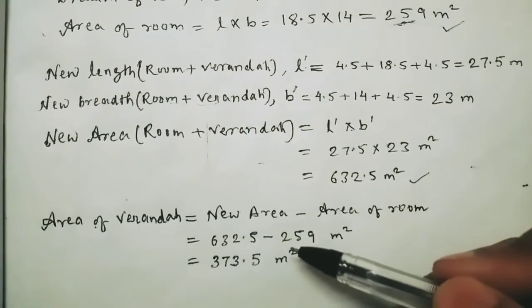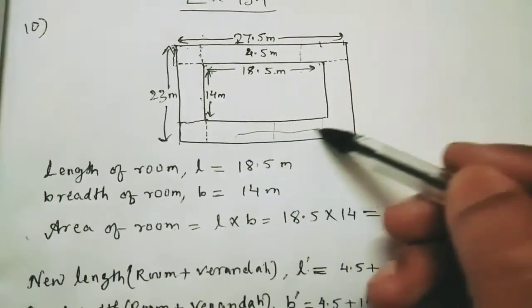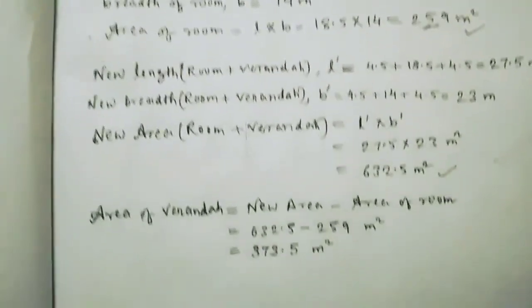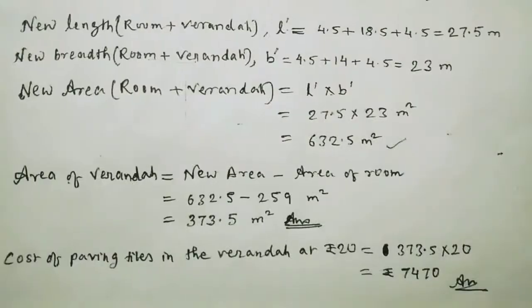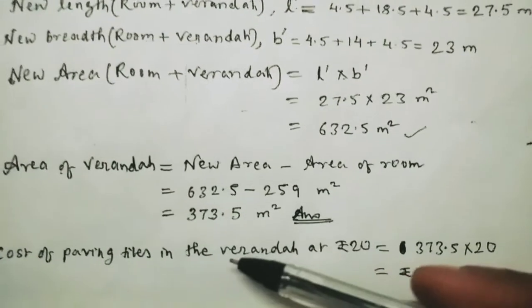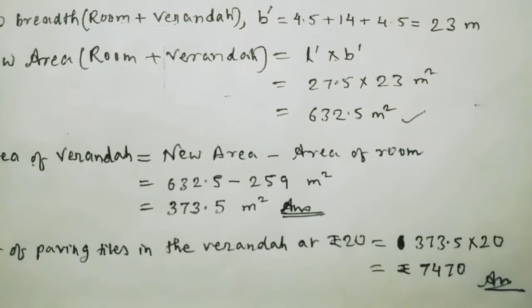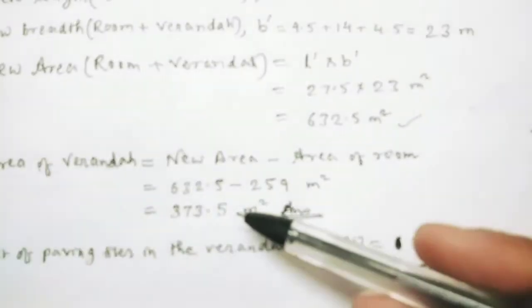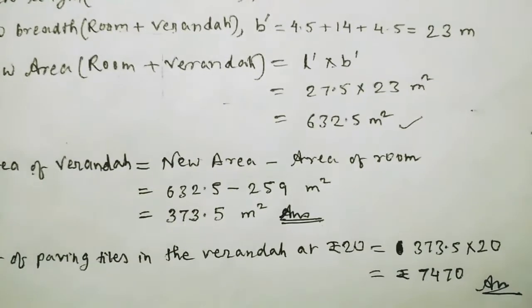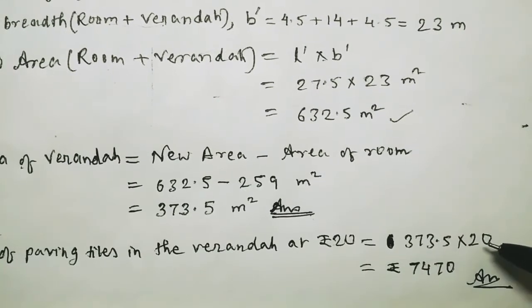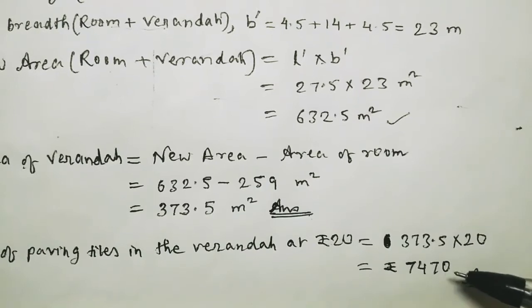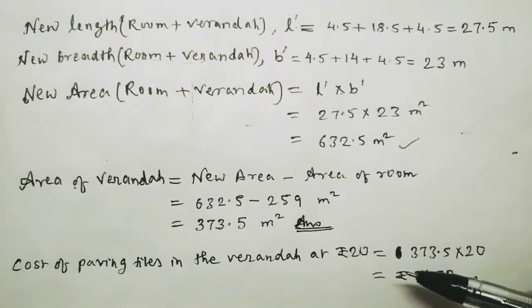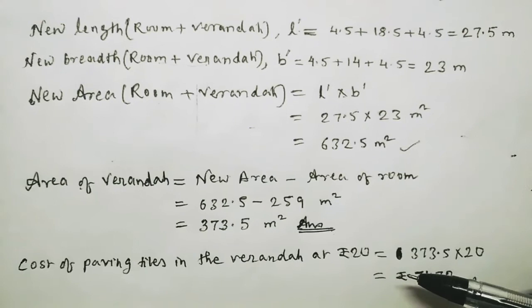So this is the final answer. This is the area of this veranda. Okay, this total veranda area. Now in the question, what is asked? The cost of tiling the veranda is 20 rupees per meter square. So what is the cost of this? Now cost of paving tiles in the veranda at rupees 20 is what? You have to multiply this area with 20. Okay, that's it. 373.5 into 20, that is coming rupees 7470. So this is the answer of the second part of the question, the cost.